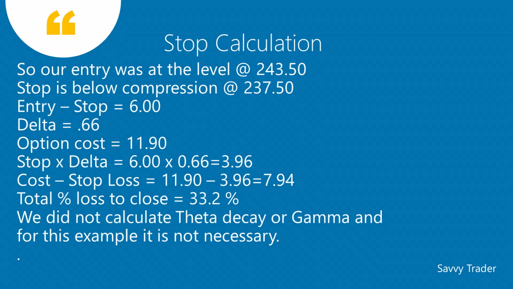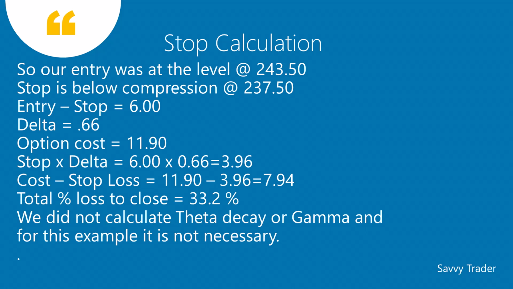All right, we'll go into our stop calculation. So our entry was at the level of 243.50. Stop is below compression at 237.50. Entry minus the stop is $6. The delta is 66.